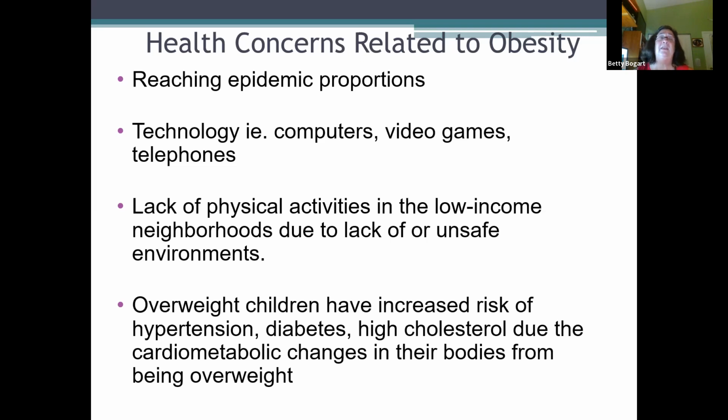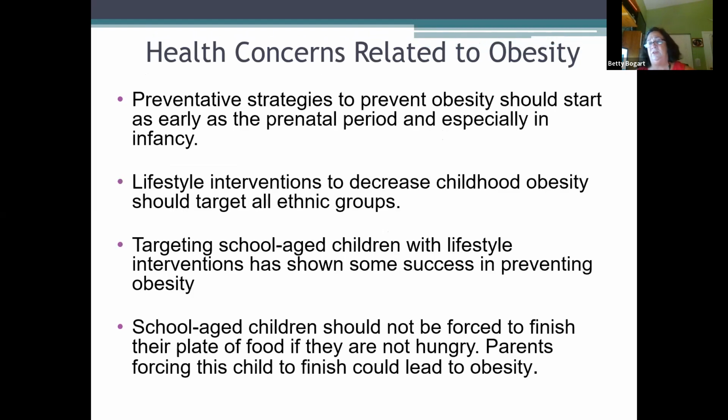So if we can target these school-age children, teach them about obesity and how to eat and how to save themselves from it, it would behoove us, because we don't want these children to become adults who are sick. So these preventative strategies should start in pregnancy and work up through infancy. No ethnic group is more affected than the other. All ethnic groups are a part of this. It's not any single one.